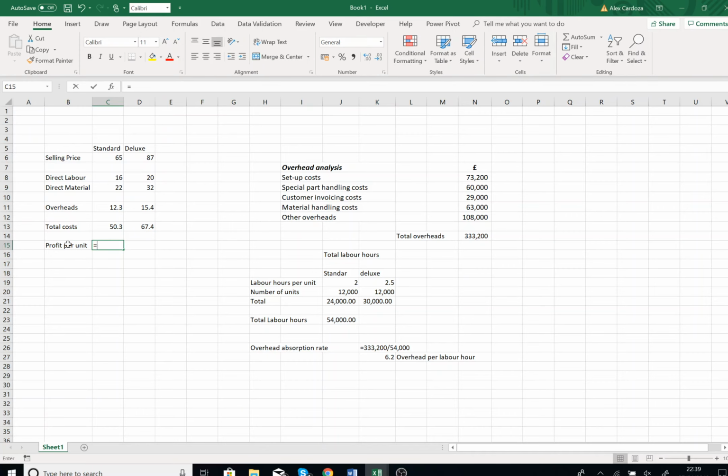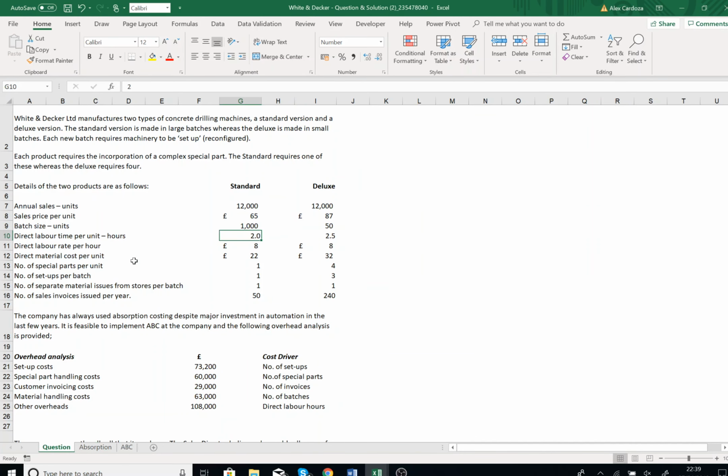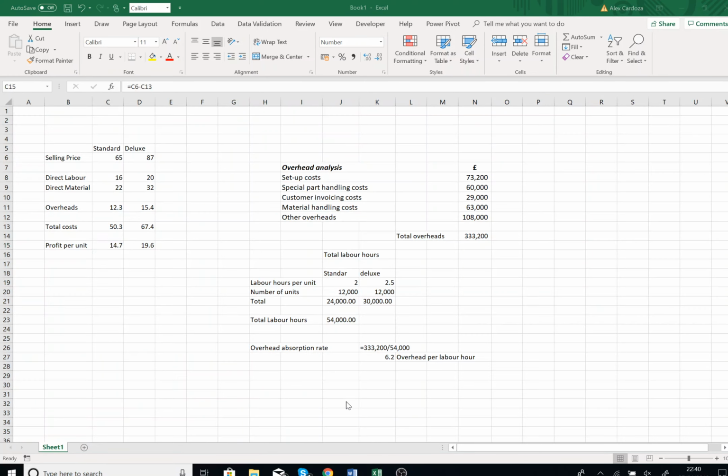And obviously then your profit per unit is simply 65 minus that: 14.7 and 16.9 so far. Have I missed any costs? No, I have not.